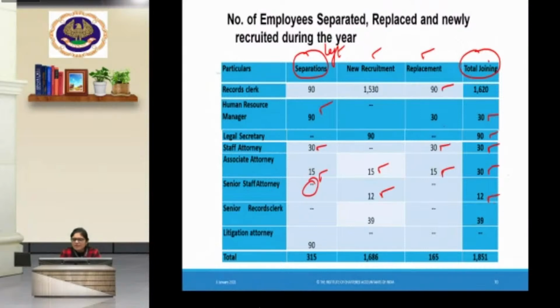Senior record clerk, 39 have joined. There were no separations. That means these must be the new joinees. And litigations, there is no new joinee. So that means they are only the left.